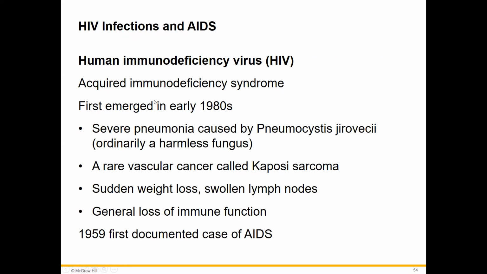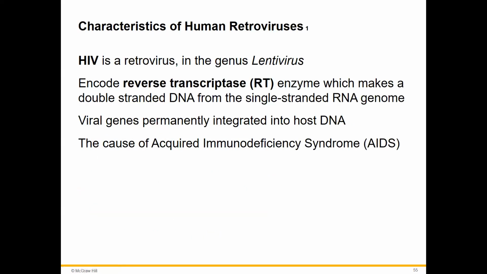HIV, human immunodeficiency virus, causes acquired immunodeficiency syndrome. There are some complications that you can see here. Pneumocystis jirovecii is the pneumonia that can be associated with HIV, and Kaposi sarcoma is the vascular cancer associated with HIV. So these are the two specific infections I would have as associations. But you're going to see loss of immune function over time.